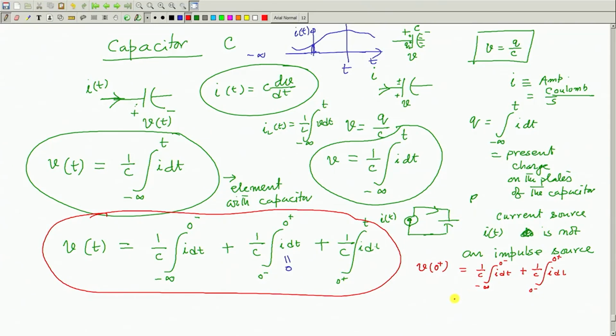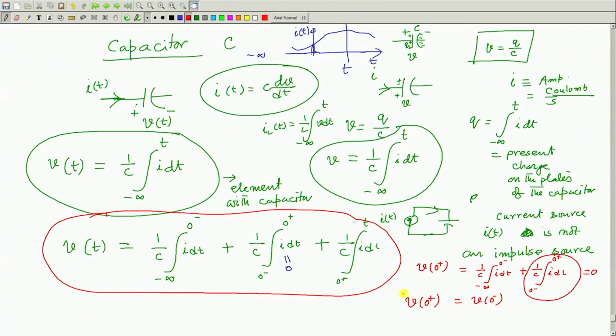Now, the question is, this quantity is how much? If it is not an impulse, it will be 0. The area under this curve will be 0. So, you will be left with V 0 plus, and what is this quantity? Minus infinity to 0 minus of I dt. V t is minus infinity to t of I dt by C. So, this is nothing but V 0 minus.